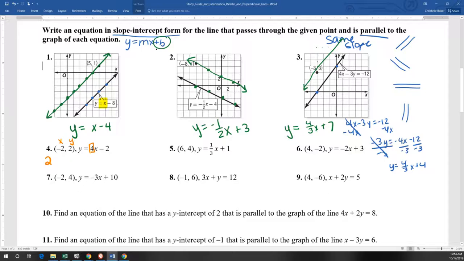So y equals mx plus b. Getting b by itself, I would have to add 8 to both sides. So that means b equals 10. So to write my equation, y equals mx plus b.